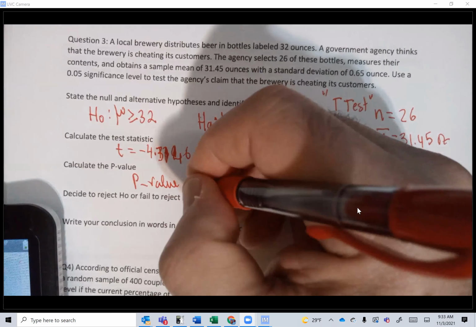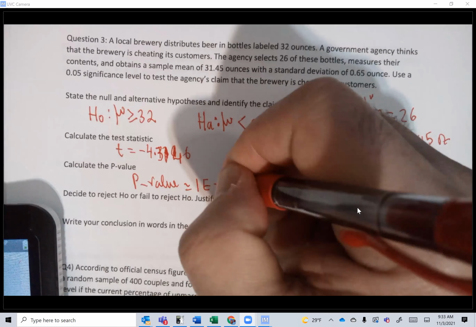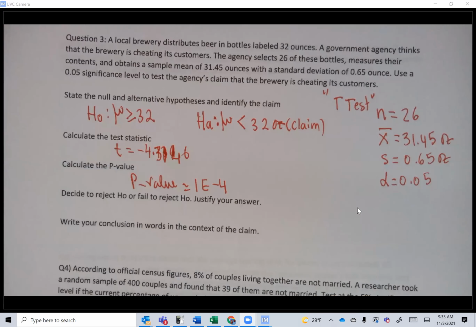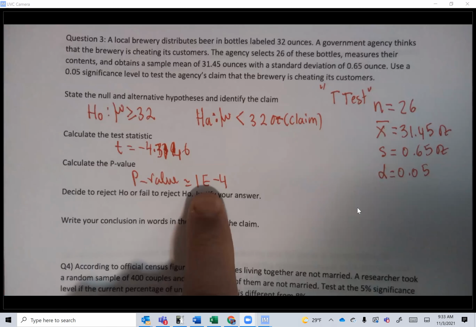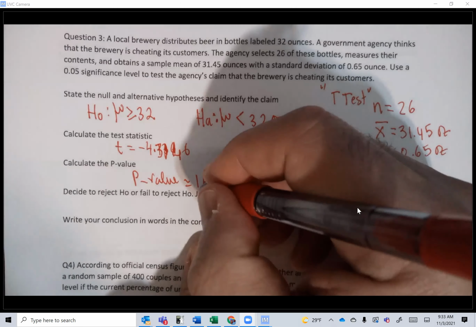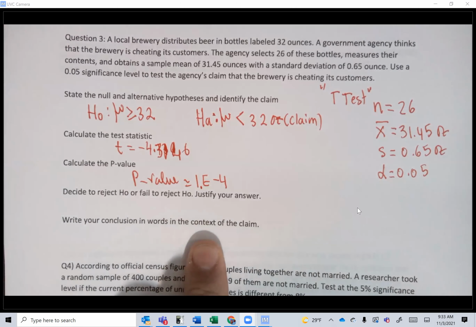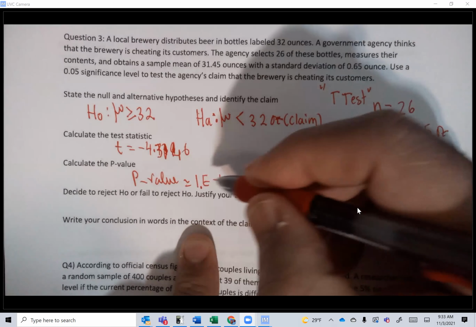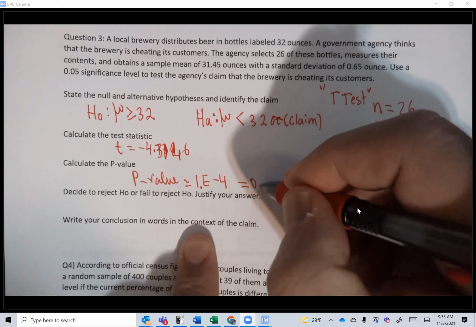You cannot write this as an answer because that's a calculator interpretation. E minus 4 means move the decimal point 4 digits to the left. Here's a decimal point. To move it 4 digits, guys, you have to add 3 more zeros because I don't have enough. So this is actually that.